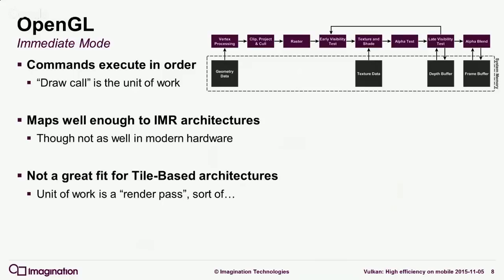That maps okay to immediate mode rasterizers, it's in the name, although modern hardware is more complex than that. And even in IMRs, there's some amount of drift from what OpenGL says it does to what the actual architecture does. And for tile-based architectures, it doesn't really fit that model. Tile-based architectures have really gotten away with the fact that there's a lot of leeway in the OpenGL spec. You can make it bend to your will, if you will. The actual unit of work for a tile-based architecture really is a render pass, sort of.